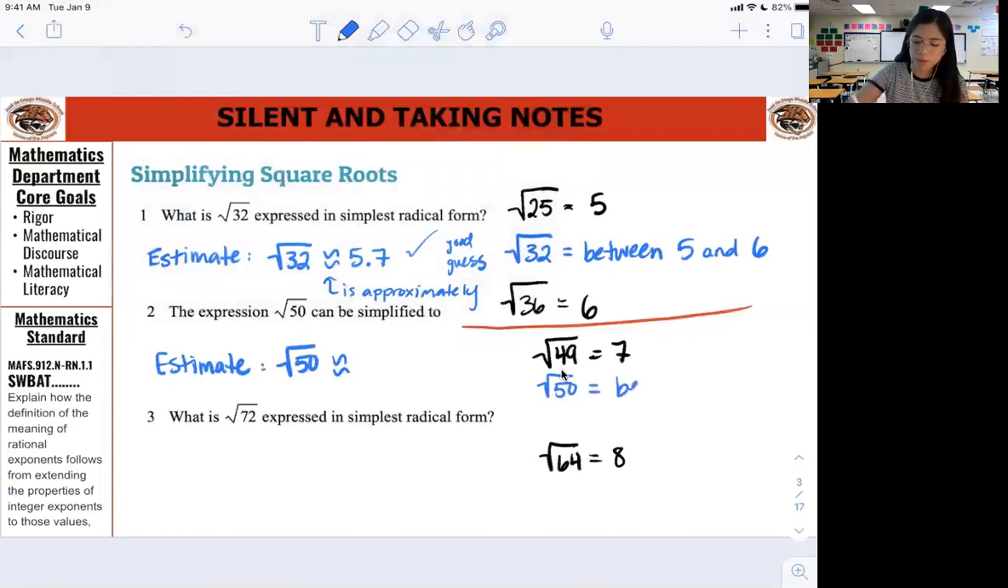But which one is it going to be closest to? 7. Really close to 7, right? Because it's just the next value up. So what's a good estimate for this one? 7.1 or 7.2. Yeah, 7.1, that's perfect, because it's not exactly 7, but it's pretty close. So now go ahead and check. What is the actual square root of 50?